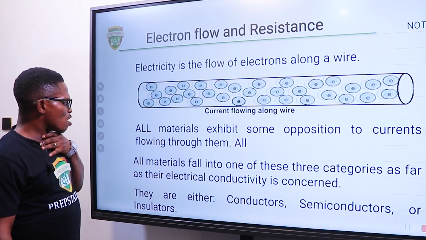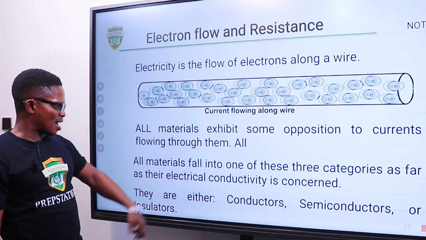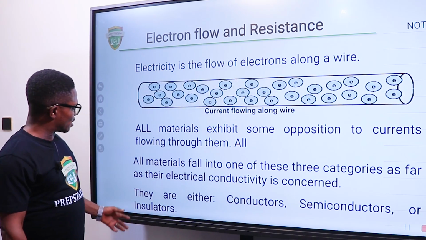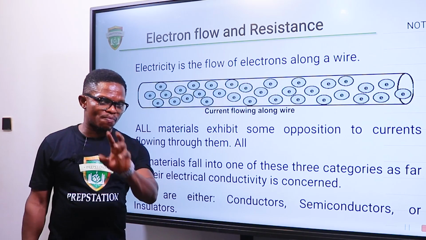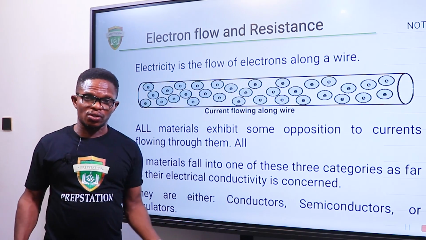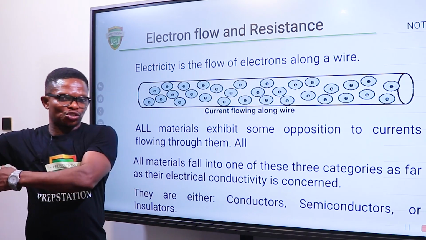Okay? Now, all materials fall into one of these three categories as far as their electrical conductivity is concerned. So when it comes to electrical conductivity, materials are grouped into three. We have what is called the conductors, we have semiconductors in between, and then we have the insulators at the extreme end.